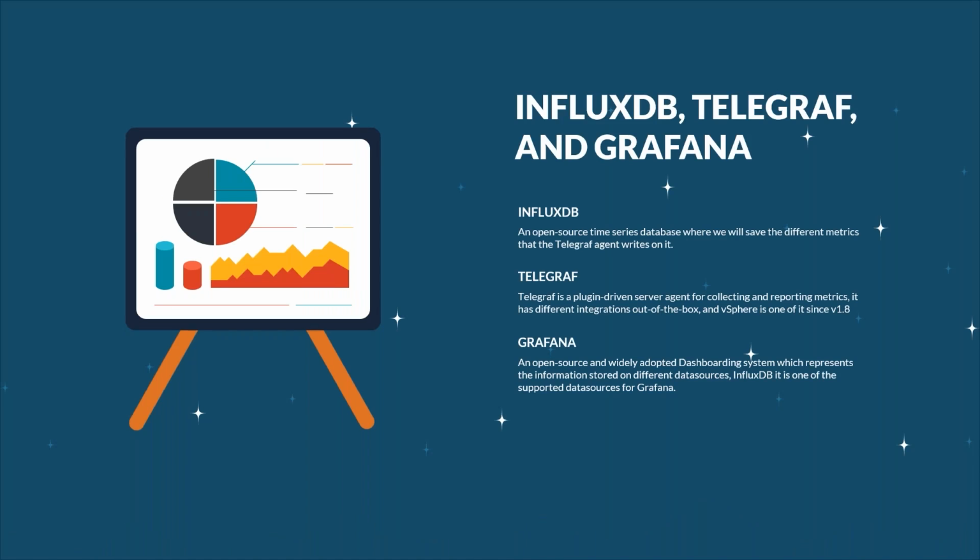So what are we going to use to get all of this information out? We're going to use InfluxDB, Telegraf, and Grafana. InfluxDB is the open source time series database where we are going to save all the metrics. Telegraf is the plugin-driven server agent for collecting all the data, and Grafana is the open source and widely adopted dashboarding system, which is going to show us everything in a really beautiful way.